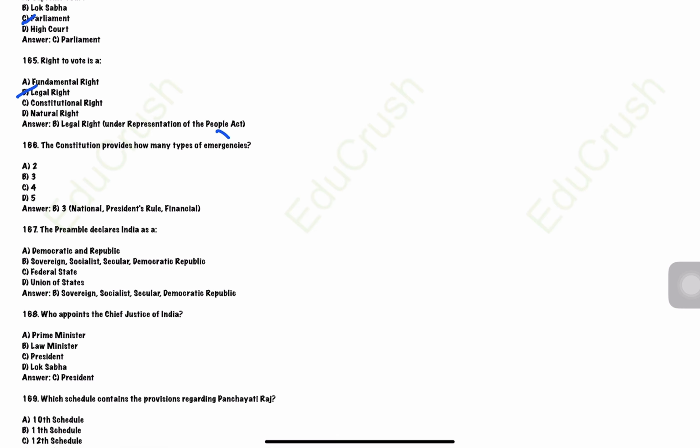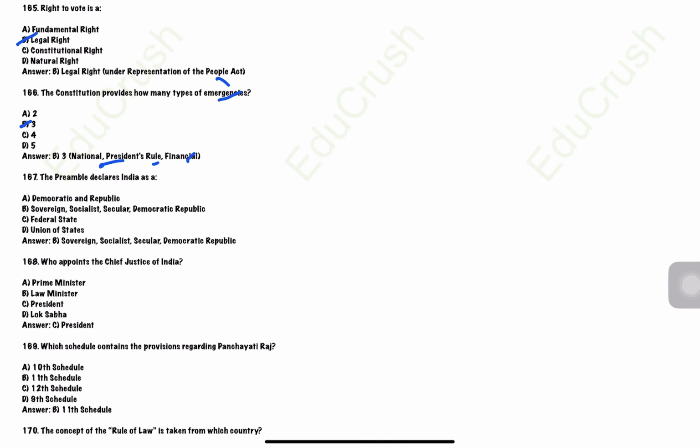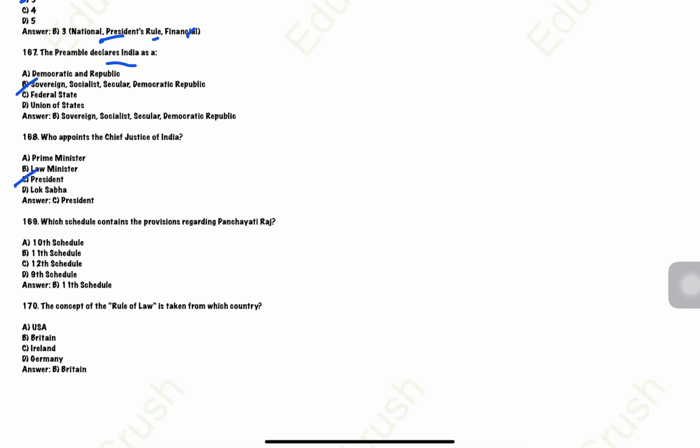Right to vote. Fine. The Constitution provides how many types of emergencies? So 3 types: national, president's rule, or financial. Next, the Preamble declares India as a sovereign, socialist, secular, democratic republic. Who appoints the Chief Justice of India? So President.